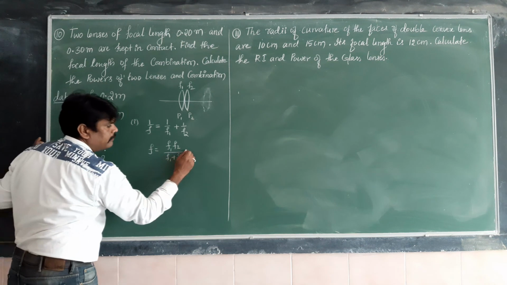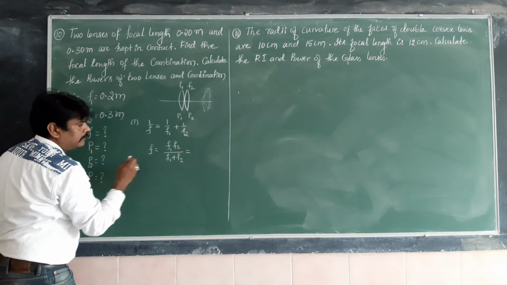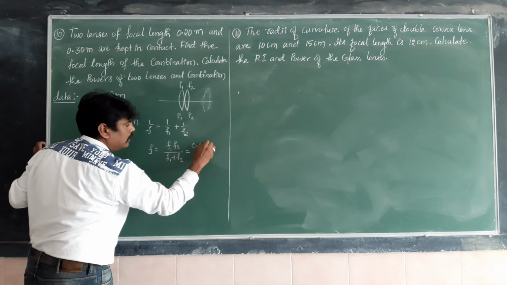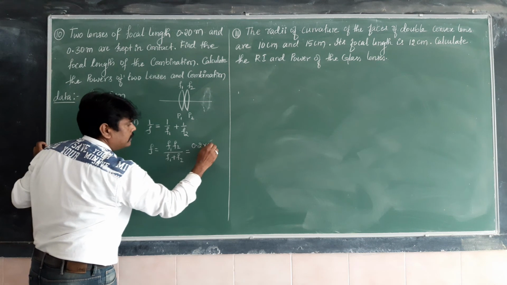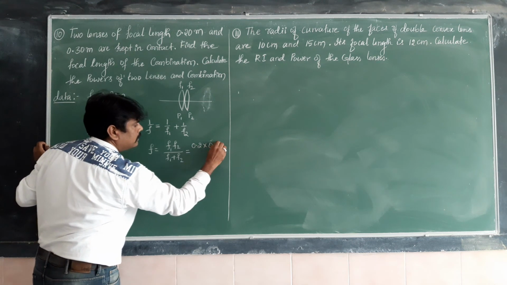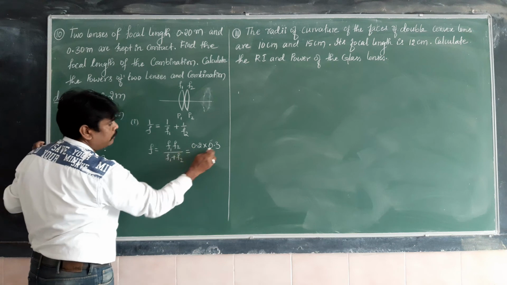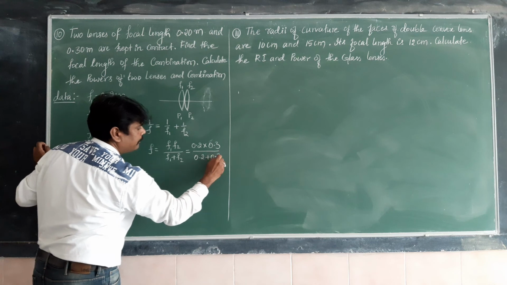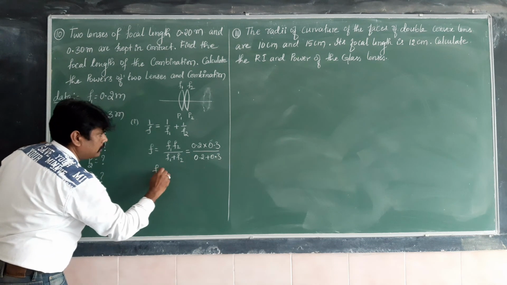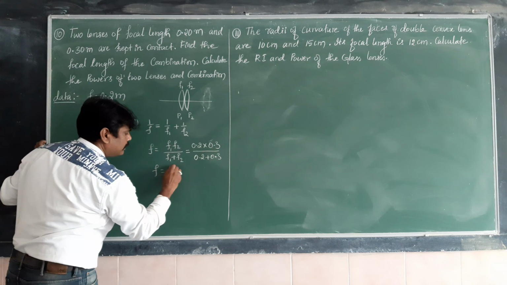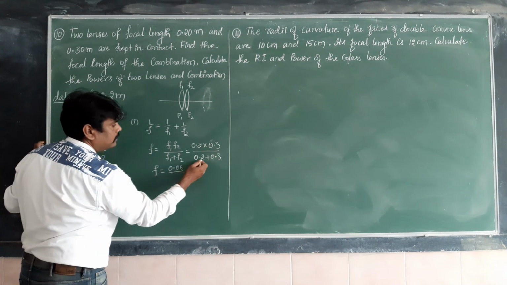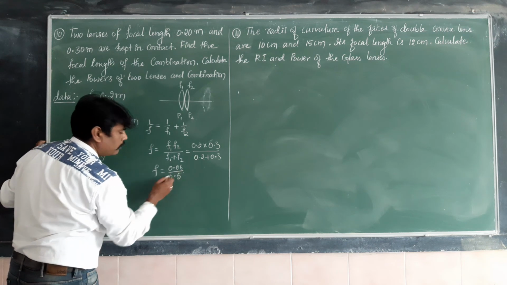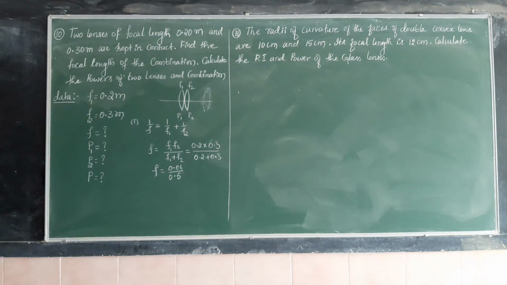It's the simplest method. f1 into f2: f1 is 0.2, into f2 which is 0.3, divided by 0.2 plus 0.3. If you simplify, 3 twos are 6, so it means 0.06 divided by the sum of these two, which is 0.5.